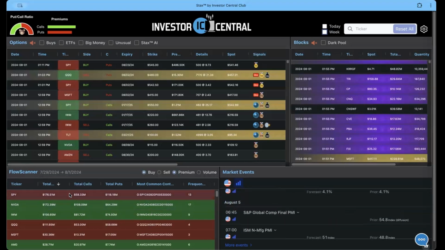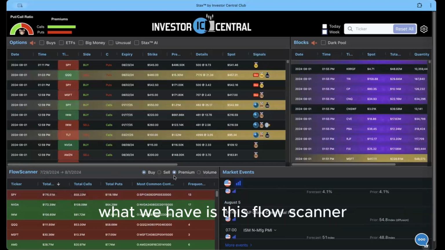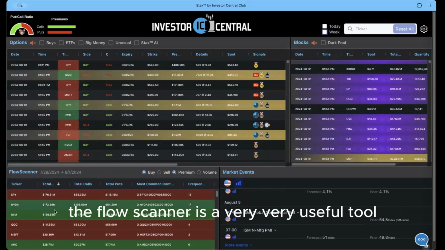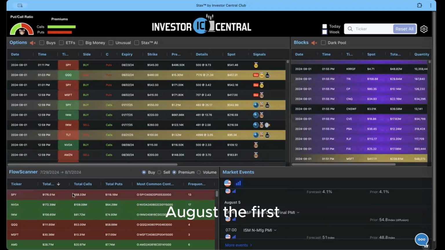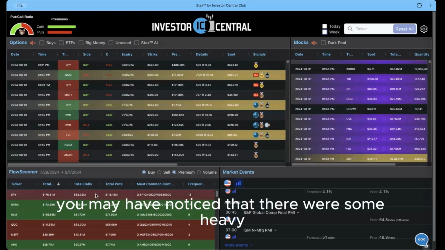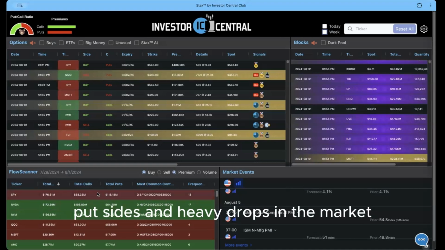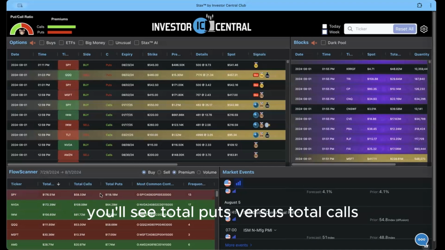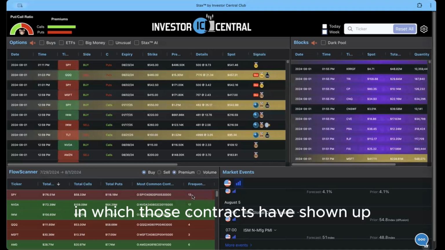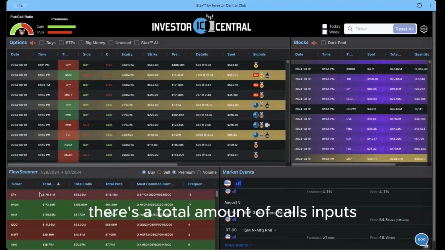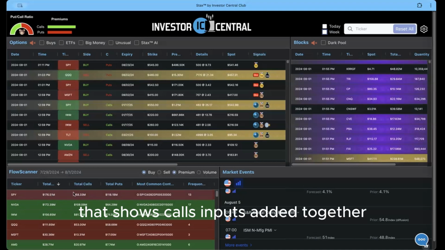It gives us the forecast, the prior, and after it's been reported, it'll tell you what the actual numbers are. Now on the left side here, what we have is this flow scanner. The flow scanner is a very, very useful tool. If you guys were trading today, August the 1st, you may have noticed that there were some heavy put sides and heavy drops in the market. So for example, SPY, you'll see total puts versus total calls, the most commonly purchased contract and the frequency in which those contracts have shown up. There's a total amount of calls and puts added together.